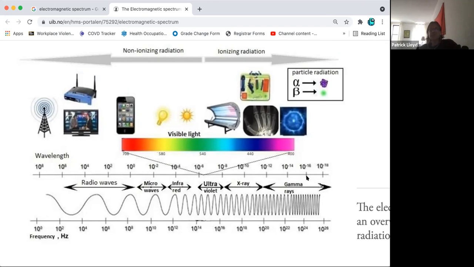Notice this is on a log scale. This is 10 to the minus 18, 10 to the minus 16, 10 to the minus 14, 10 to the minus 12. We're going up by orders of magnitude. So it's not like 2, 3, 4, 5. It's like 10, 100, 1,000, 10,000. So these are huge ranges. Notice how the gamma rays are shown as really tight squiggles, right? Because they're short wavelength. The wavelength is short, so that means they don't take up very much space. They're very tightly packed. Turns out there's a relationship with energy with that as well.